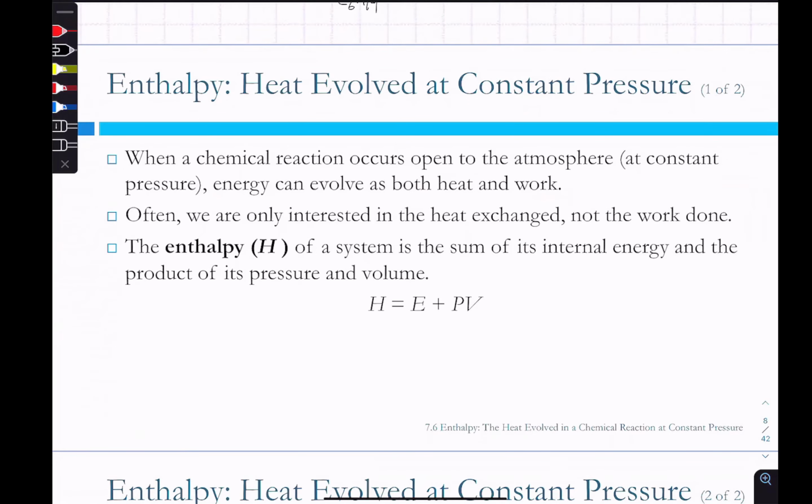So we could also do this at constant pressure. So if we have a chemical reaction occurring open to the atmosphere or at constant pressure, energy can evolve both as heat and work. These feel out of order for some reason, but often we are only interested in the heat exchange, not the work done. So the enthalpy of a system is the sum of its internal energy and the product of its pressure and volume.